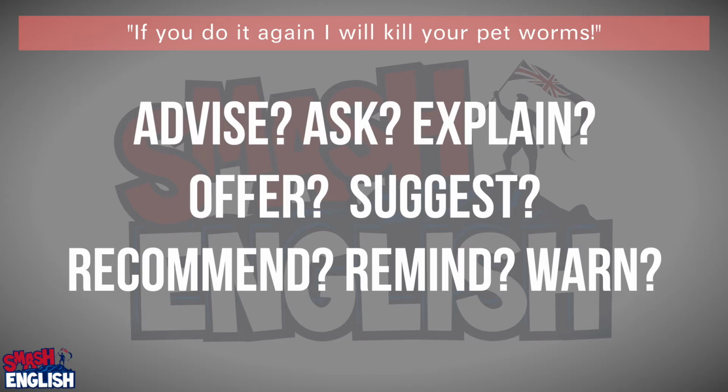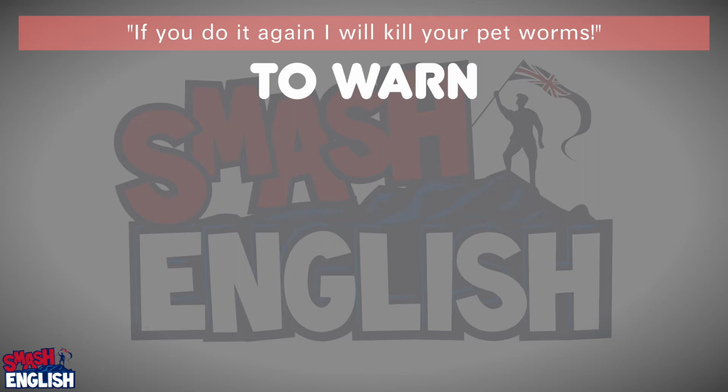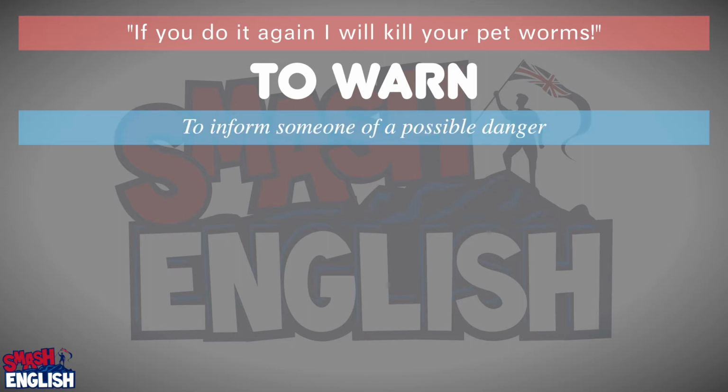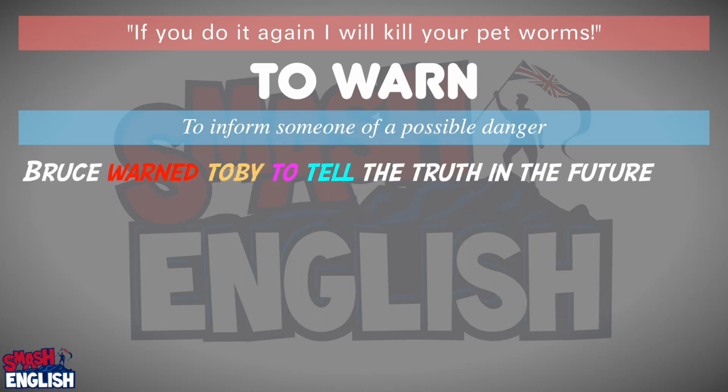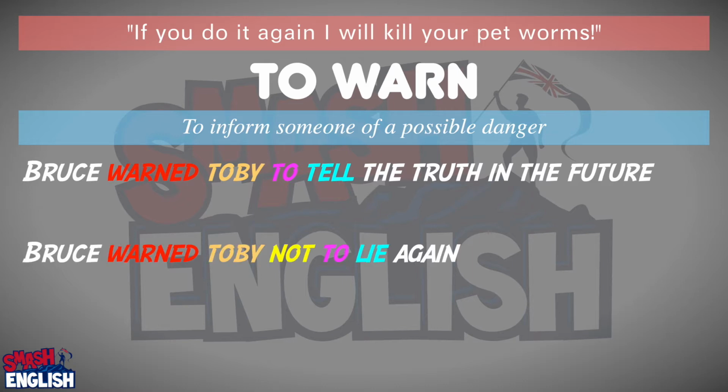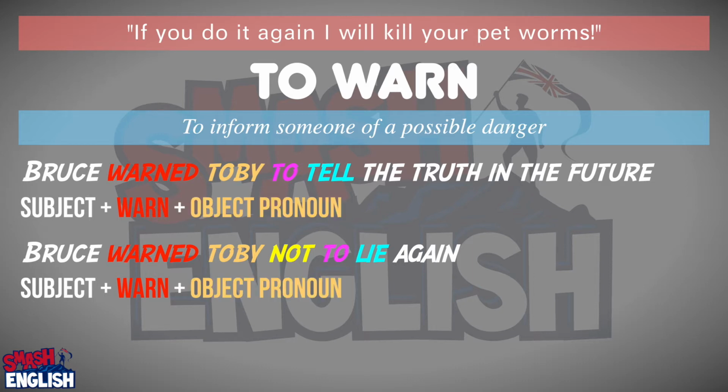Terrible. What is Bruce doing? Bruce is warning. To warn someone means to inform someone of a possible danger. Here, the danger is Toby's pet worms dying. Oh no! You can warn someone to do something, or warn someone not to do something. Subject plus warn, plus object pronoun, plus not if it's negative, plus to plus the infinitive.